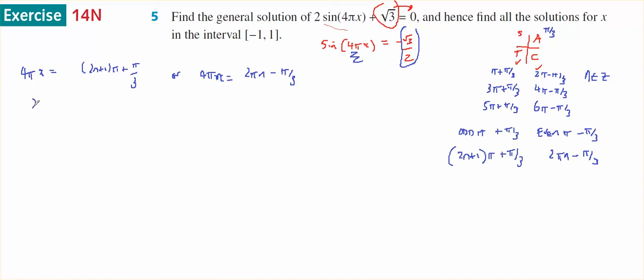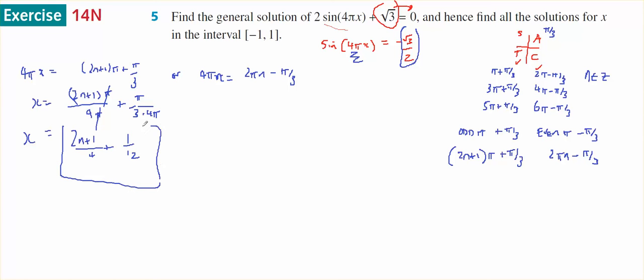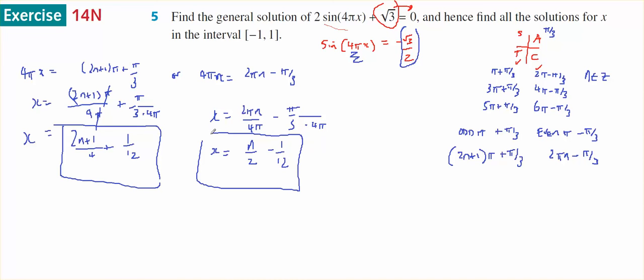I'll move the 4 pi over. x is going to equal 2n plus 1 pi on 4 pi plus pi on 3 on 4 pi, which will be, the pi cancels, 2n plus 1 on 4 plus 1/12. That is one set of answers for x, and that will find all of the answers in the third quadrant. Or x equals 2 pi n on 4 pi minus pi on 3 on 4 pi. So that will be n on 2 minus 1/12. So they are my general rules for x.